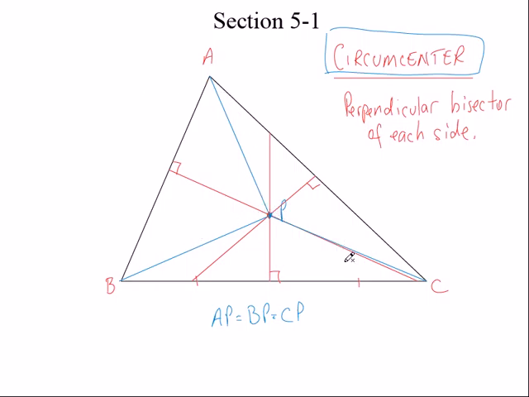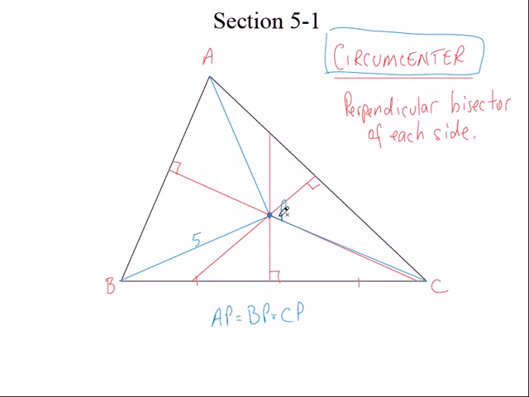So what do you think they're going to do as far as problems in the book? They'll probably tell you that P is the circumcenter, and they'll say, I don't know, BP is 5. And they'll ask for AP. What would AP be equal to? 5. What would CP be equal to? It'd be 5. Everybody see that?